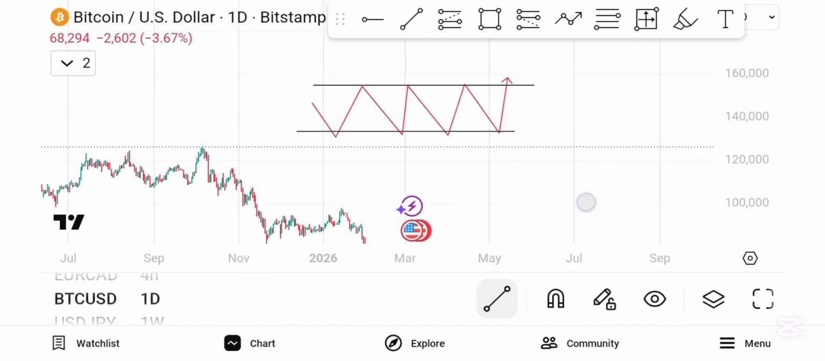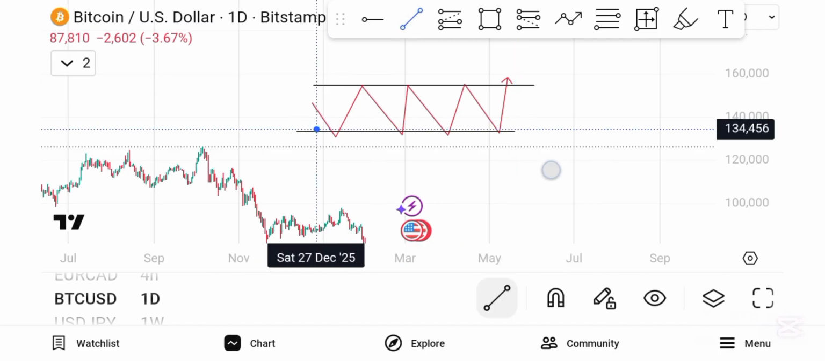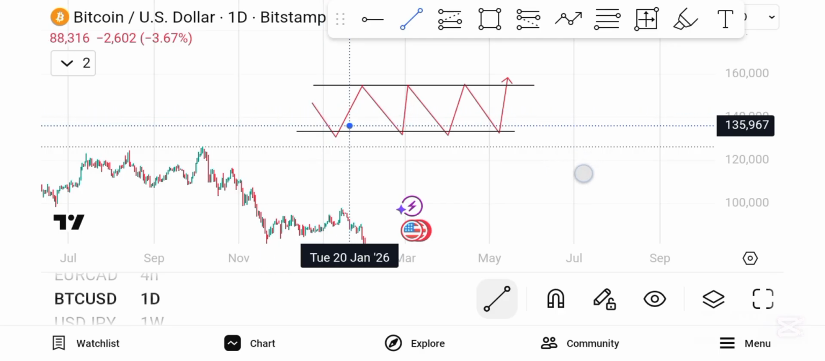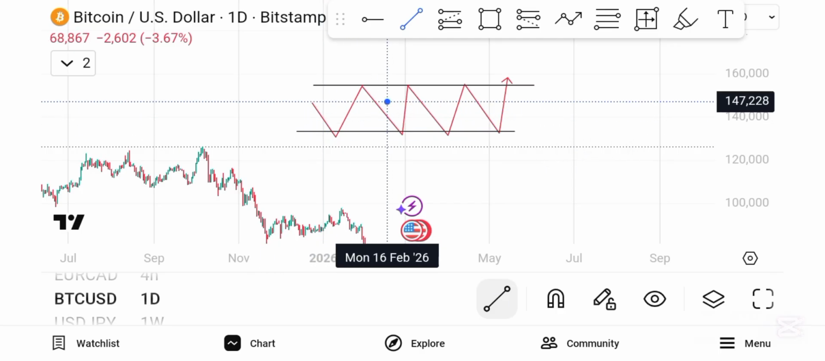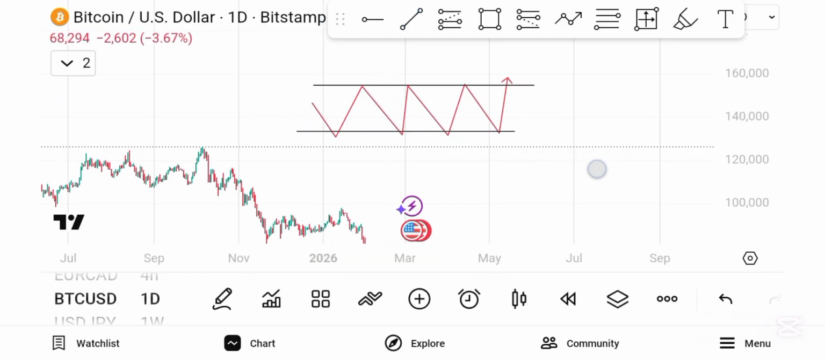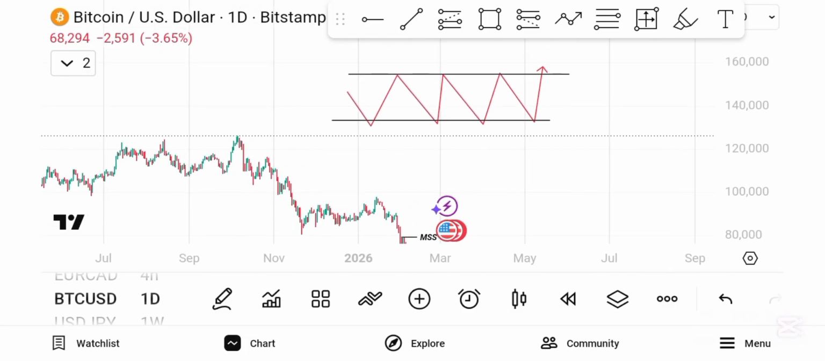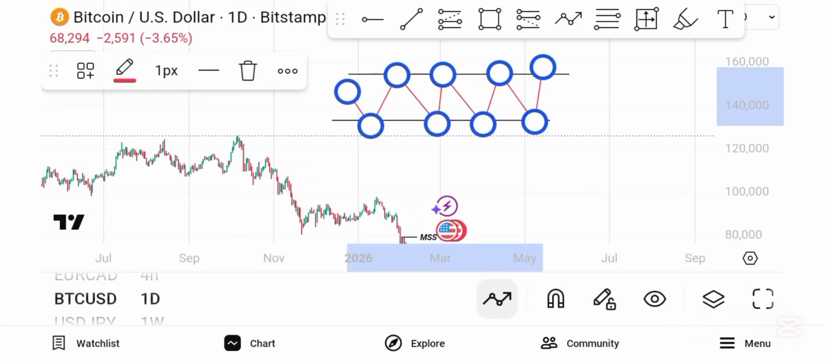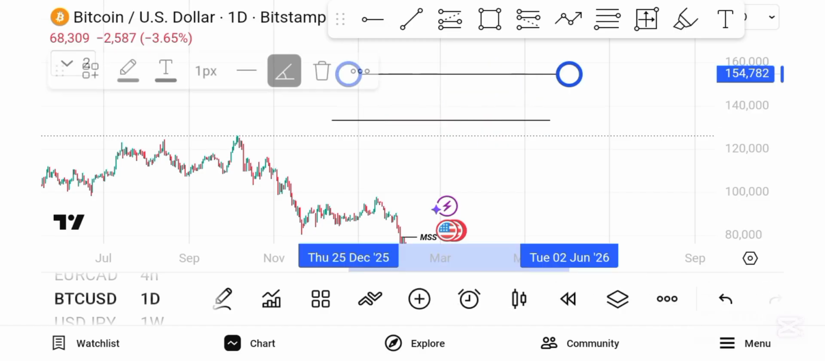You cannot start creating lower highs because there's no way to create a lower high, lower low. There's no way. So it's not valid to put any lower high here. You can only set a support level and a resistance level in a ranging market.